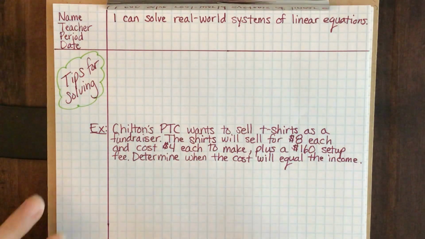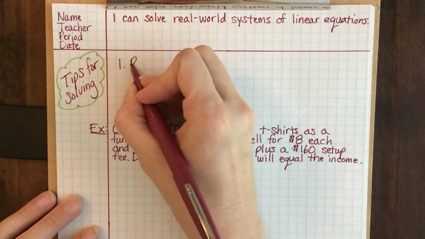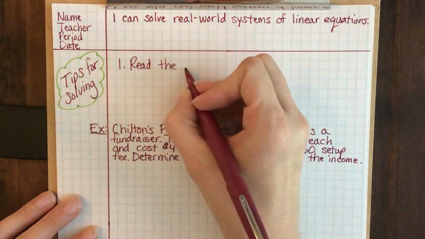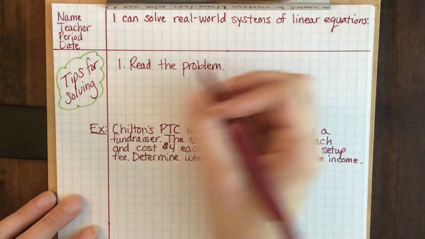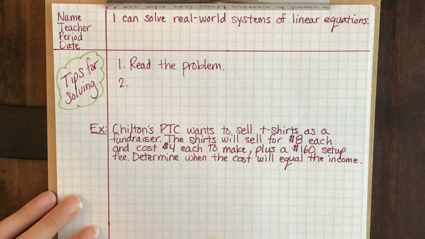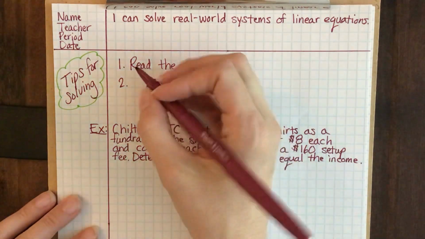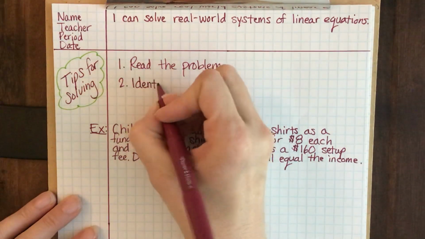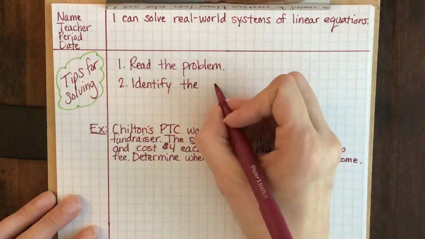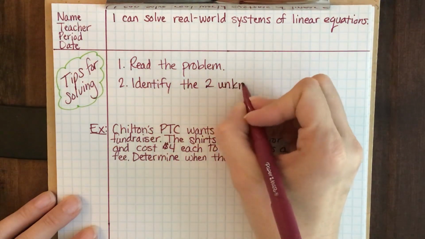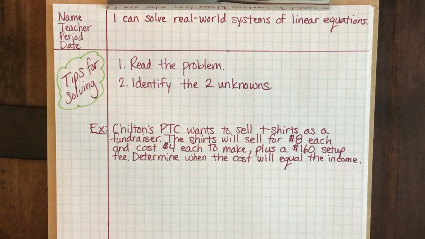The first thing you wanna do after you've read a problem, well, first of all, read the problem. Okay, the second thing that you're gonna do is identify the two unknown things. It's going to change from problem to problem. Honestly, it really is so different from problem to problem. It could be hours and money. It could be number of shirts and cost. I mean, it just totally depends on the problem.